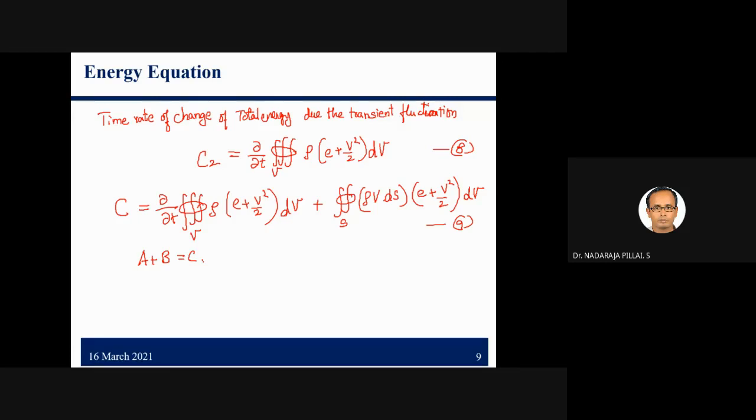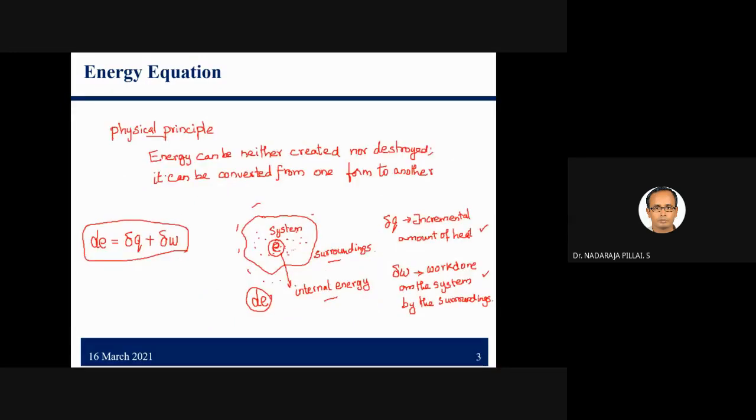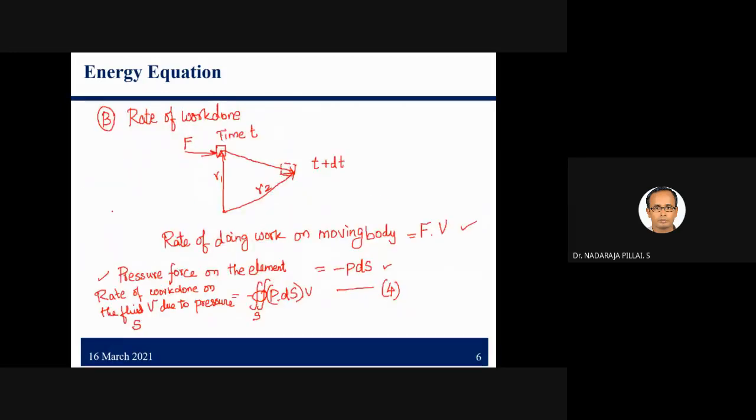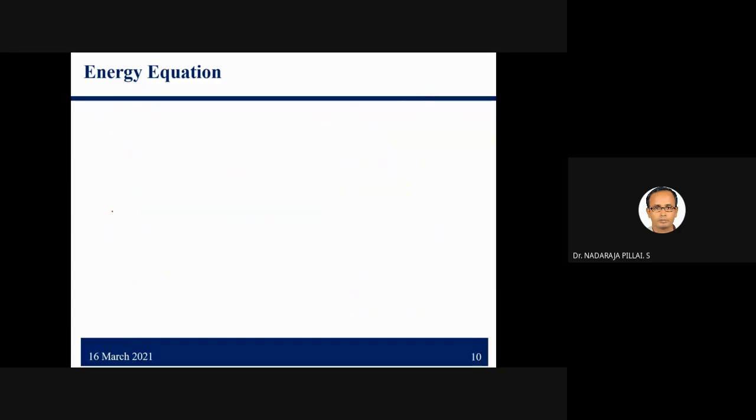So what is the physical principle as we stated at the beginning of this derivation? The rate of heat added to the fluid plus the rate of work done is equal to the change of total energy of the fluid as it flows through the control volume. That means that the energy is conserved, right? So A plus B equal to C.